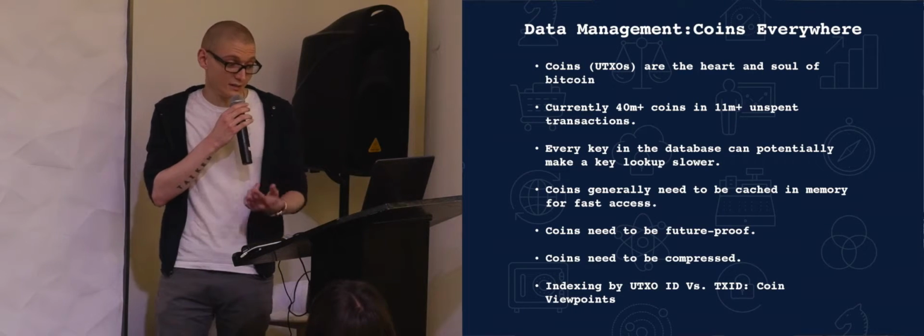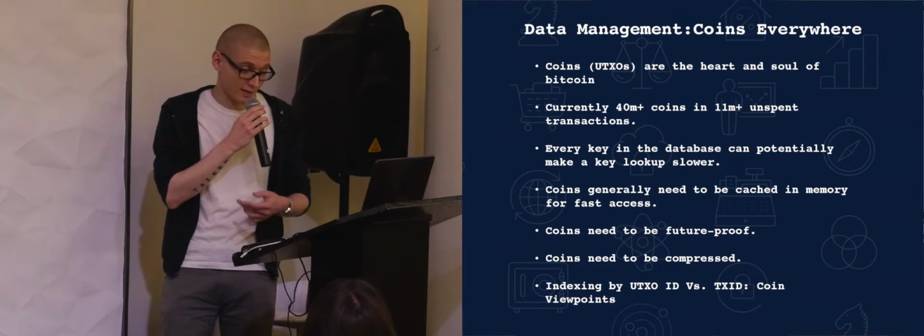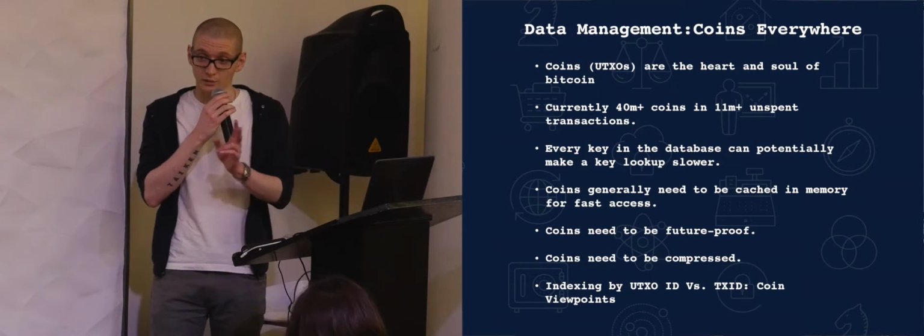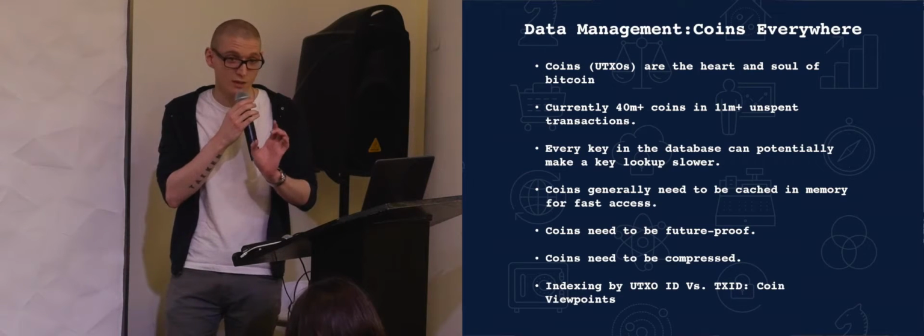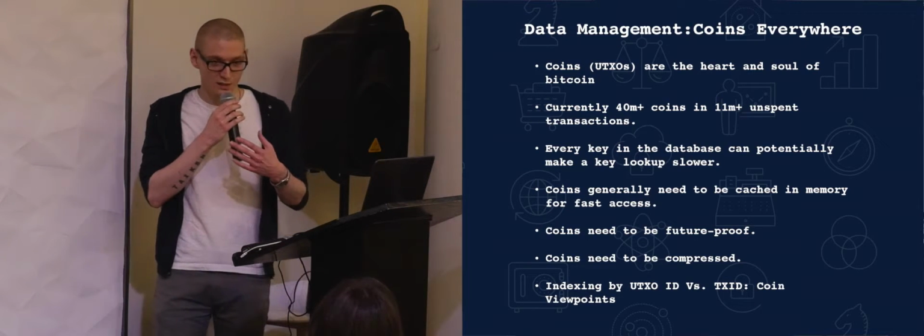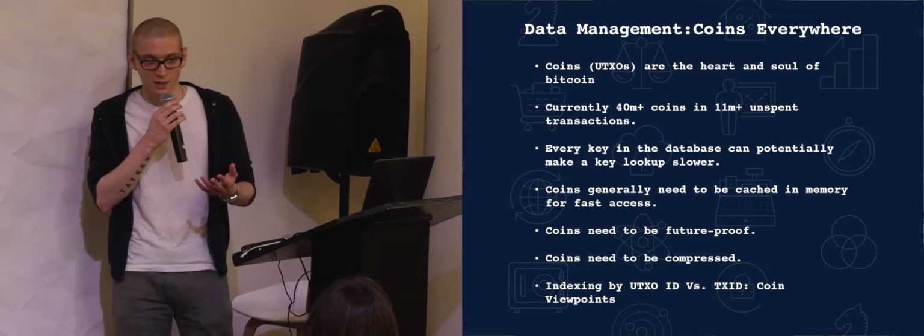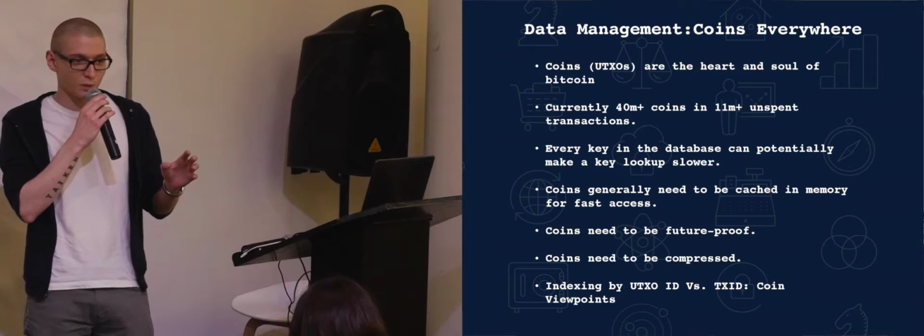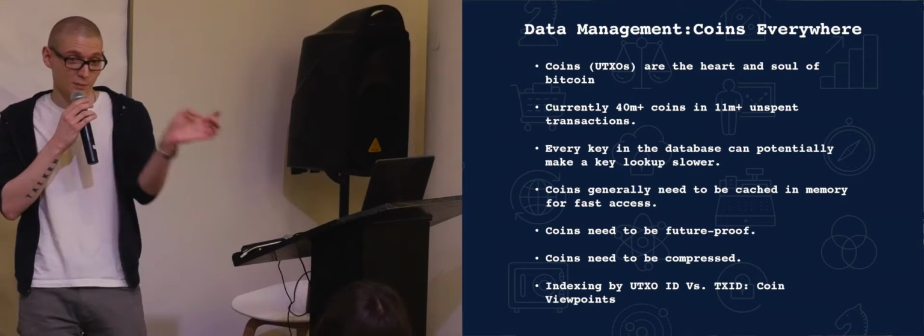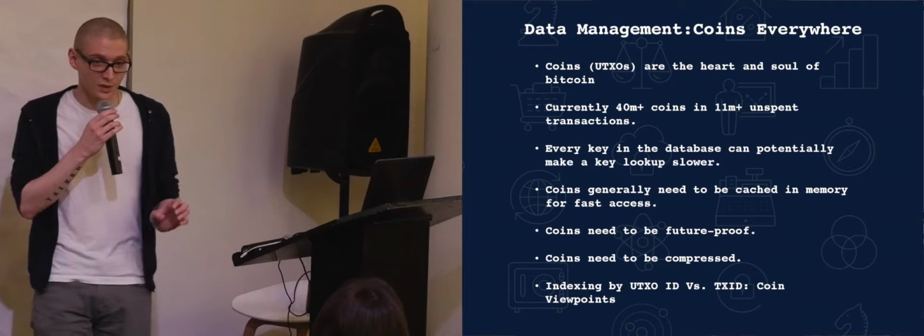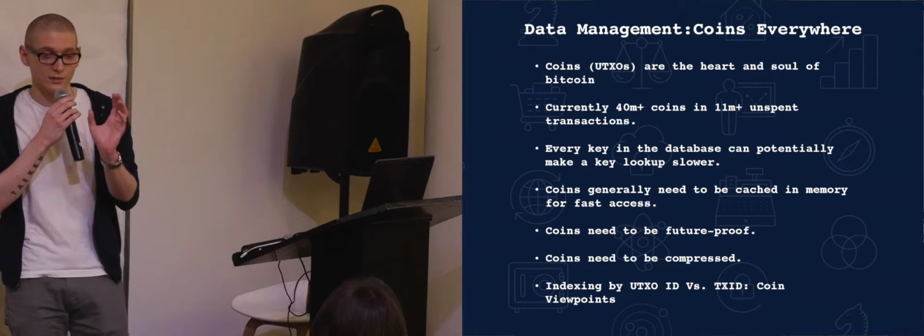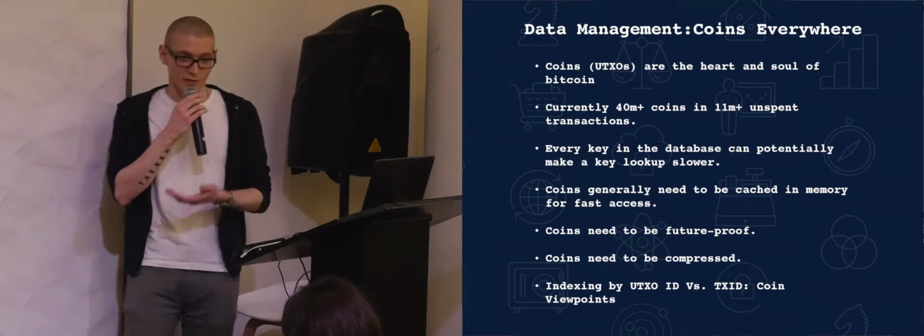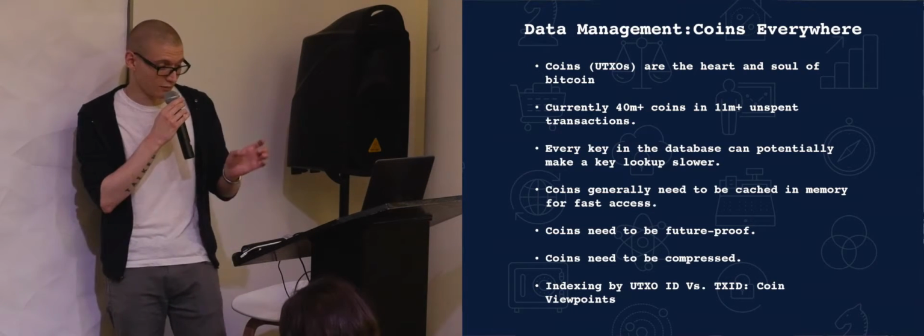And coins also generally need to be cached in memory for fast access. They need to be future-proof because we don't want to have a giant migration if we need another piece of data from the transaction. They also need to be compressed. So unlike the actual blocks in the blockchain, the UTXO set cannot be pruned. It can be pruned when you spend the coins and then you delete those, but you need to maintain a full UTXO set. Blocks you can prune, you only need to keep the last 288 blocks, but the UTXO set, you need the full thing.